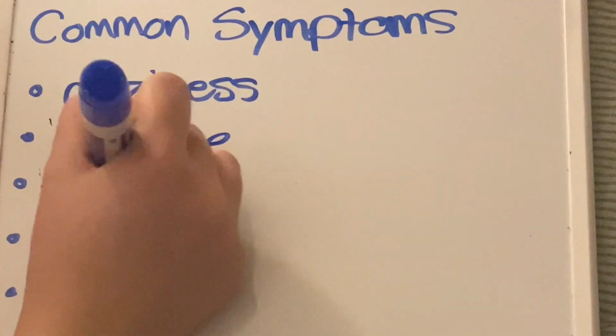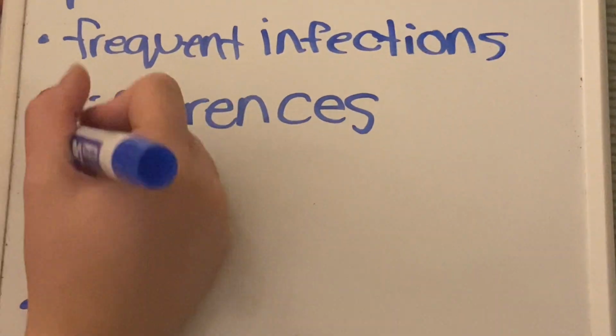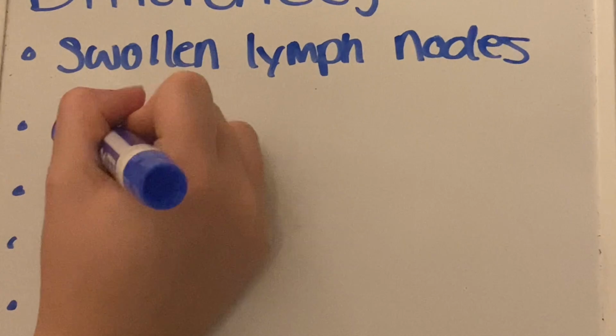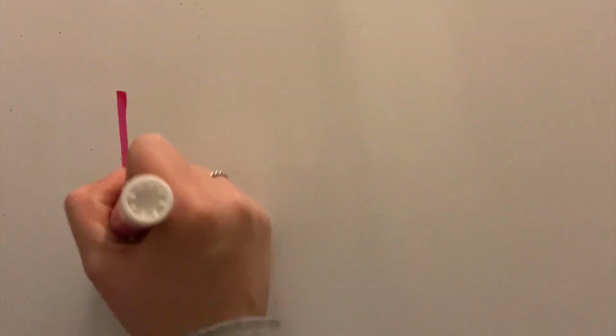Finally, symptoms all nurses should know: dizziness, fatigue, shortness of breath, pale skin, frequent infections, swollen lymph nodes, anemia, bruising easily, enlarged spleen or liver.